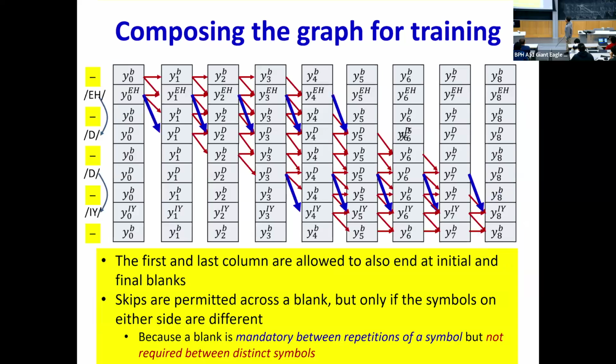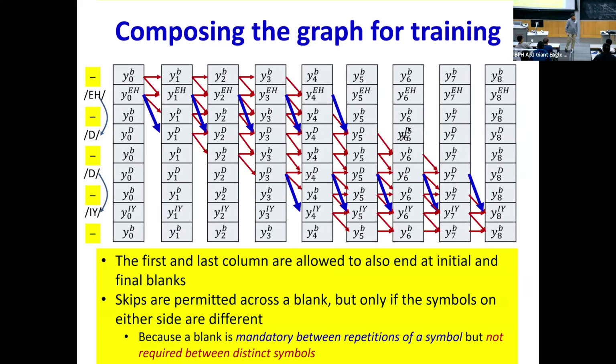So the distinction here is that skips are permitted across a blank, but only if the symbols on either side are different, otherwise they're not. That's the only extra consideration in composing this graph.